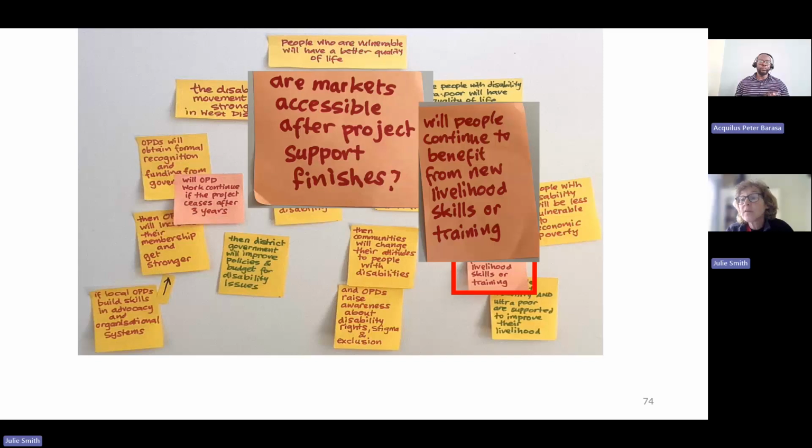The other thing is, what happens if a new mayor comes in and is elected? Is everything that you've done going to fall away? Are markets going to continue to be accessible even after the project finishes? Are people going to continue to benefit from new livelihoods and training? Don't start setting up structures that you know are not going to last without loads of attention or money, which you can't provide.